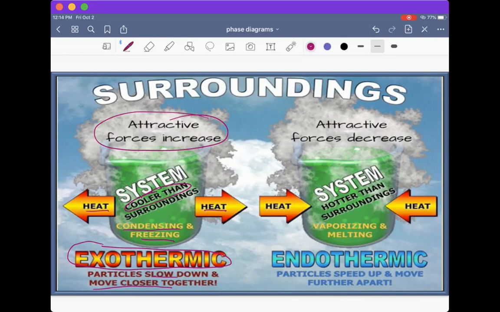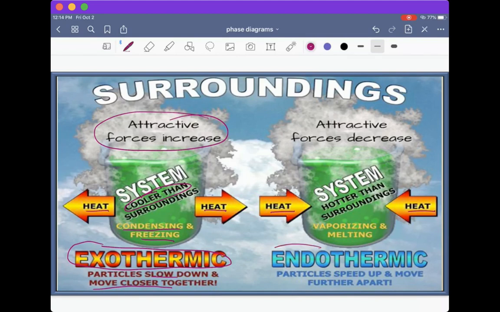So let's look at what happens when our system is hotter than the surroundings. When our system is hotter than the surroundings, that means heat is being absorbed. The heat's going into the system, and the two phase changes associated with this are melting, going from a solid to a liquid, or going from a liquid to a gas, which is vaporization. You're vaporizing it.